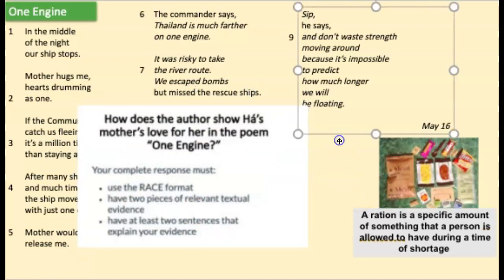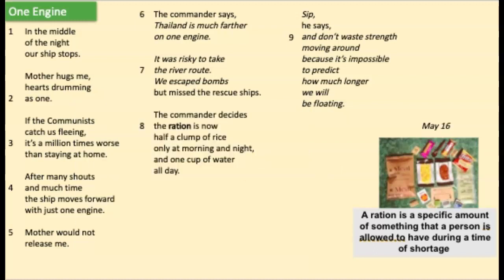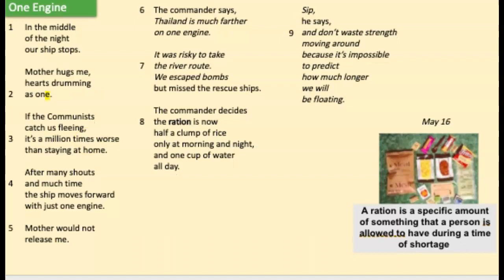Remember that question that I have to answer? How does the author show Ha's mother's love for her in the poem One Engine? Take a moment to reread the poem, thinking about that question. Real quick, remember that in this part of the book, Ha's family is escaping from Vietnam after their capital city falls or is taken over by communists. They are currently stuck in a ship on a river with hundreds of other people who are also refugees fleeing the war.